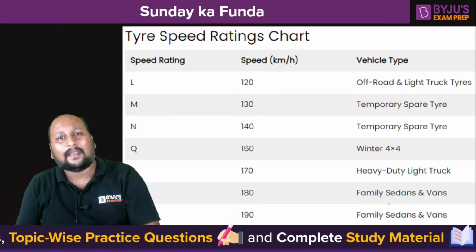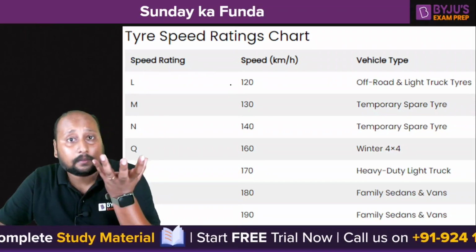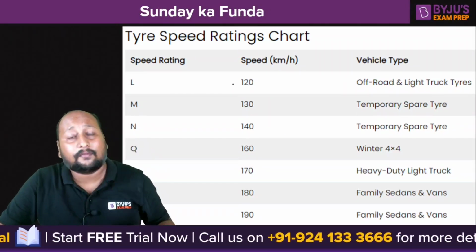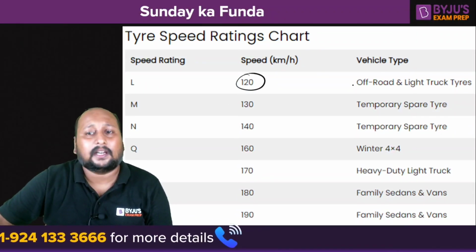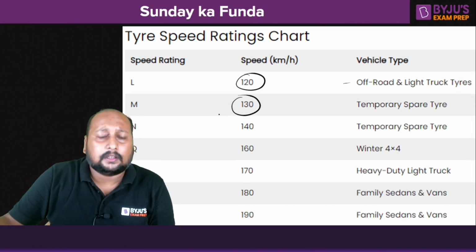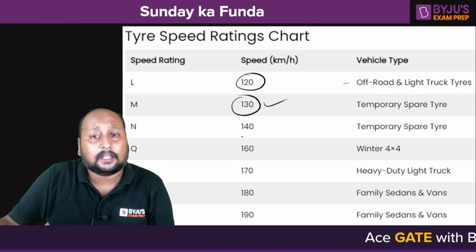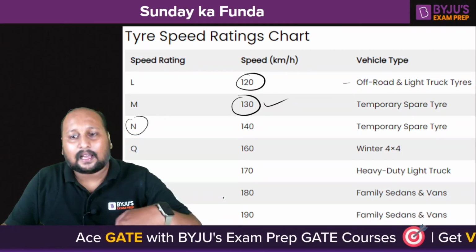Okay, so if you're having L written, L is the maximum speed limit for that particular tire. If we're having an L type of tire, that is 120 km/h. That is basically used for off-road and light truck vehicles. M is 130 km/h, N is 140, Q is 160. Similarly we have the others, right?